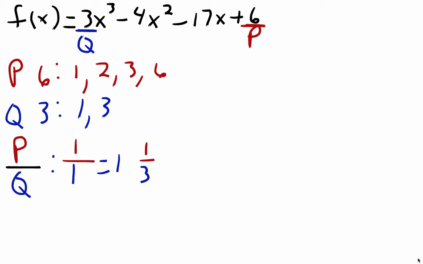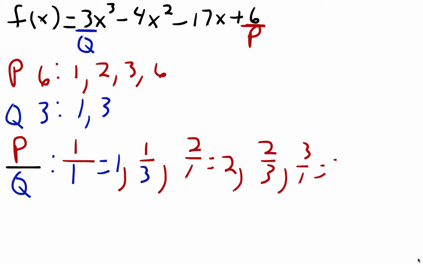Then we take the 2 and start all over. So then we have 2 over 1, which is just 2, and then 2 over 3. The bottom ones represent your Q, and the top ones represent your P. Then we'd start with 3. So we have 1, 1/3, 2, 2/3, 3 over 1, which is 3, 3 over 3, which is 1, and then we go to the 6. 6 over 1, which is 6, and 6 over 3, which is 2.